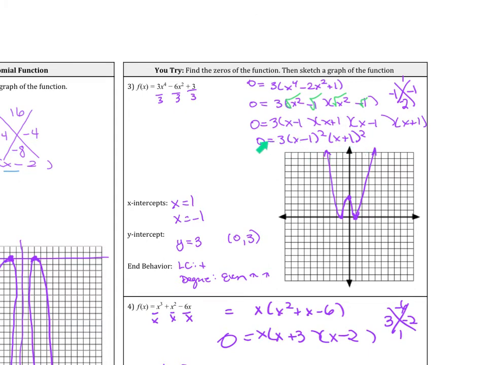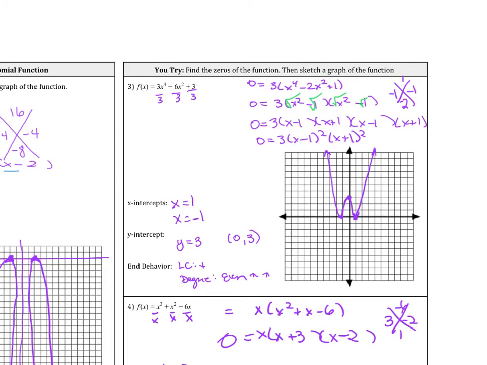So I went ahead and rewrote it this way. We have 3 times x minus 1, and that's squared because it happens 2 times. x plus 1 is also squared because it happens twice. Now because it's raised to an even power, that means it will bounce at that point. It's not going to cross the x-axis. Then we look at the x-intercepts. Remember, you set it equal to 0.